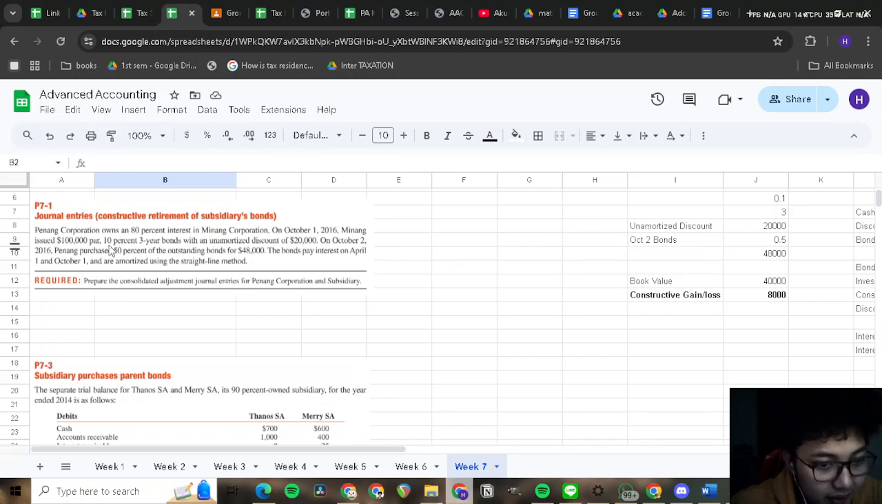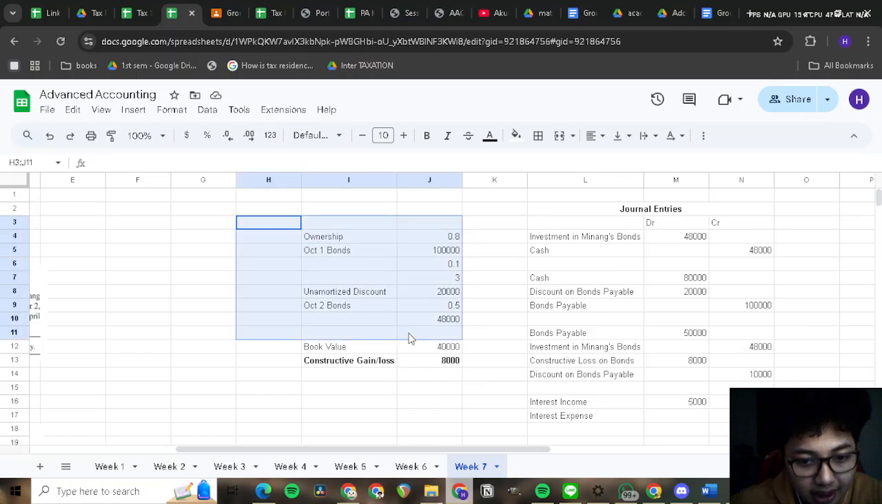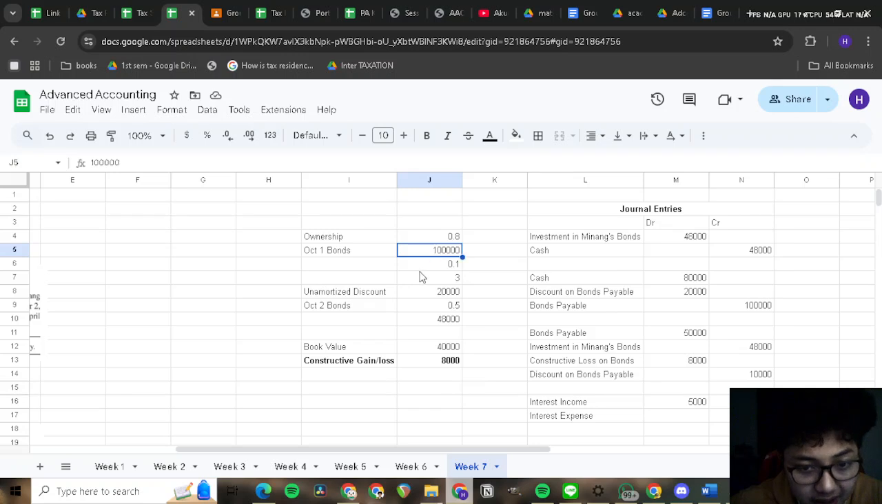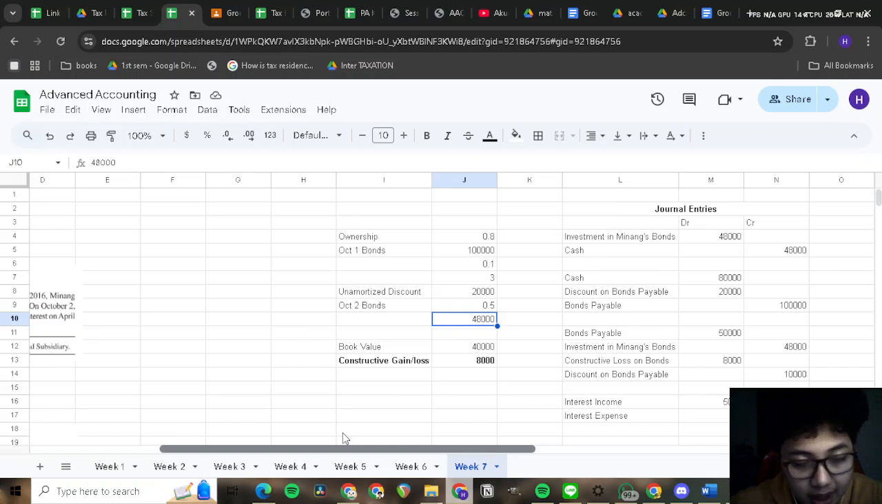The parent purchased 50% of the outstanding bonds for this amount. The bonds pay interest in April and October, and it's amortized using the straight line method. We need to prepare journal entries. So this is the information that I've taken from the case. We have the ownership, the bonds that were issued, the unamortized discount, and the bonds that were bought by the parent. Because the parent bought the bonds from the subsidiary, it's like downstream in a way, right?